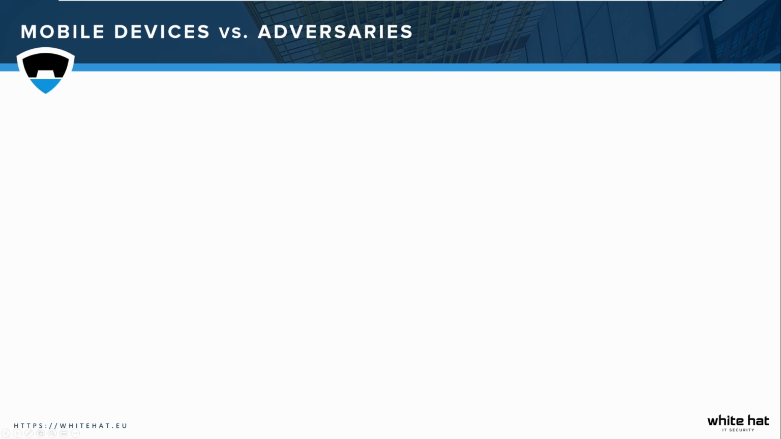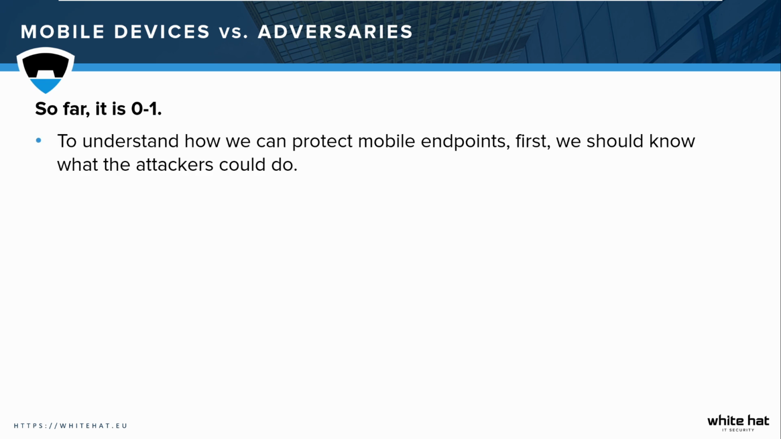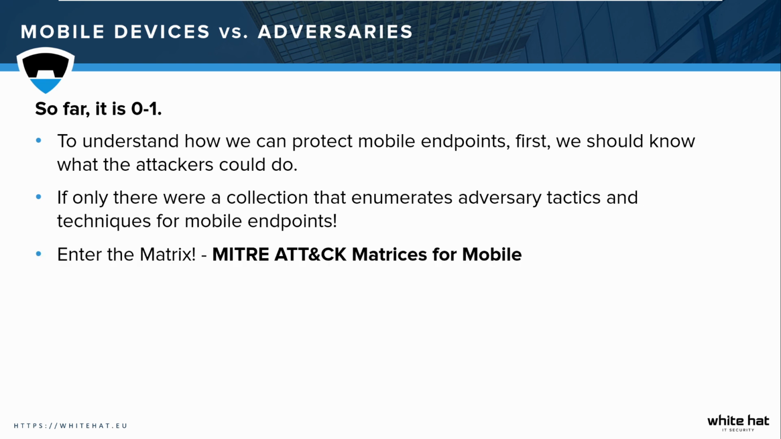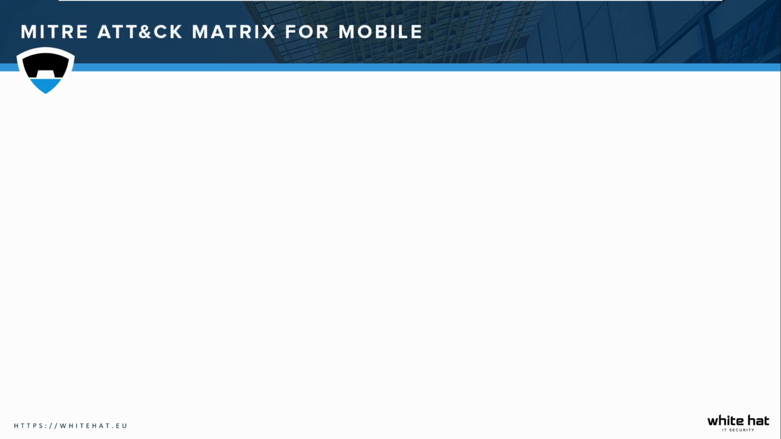So really, what can we do? Because so far it is advantage to the attackers. But to understand how we can protect mobile endpoints, first we should know what the attackers could do. If only there were a collection that enumerates adversary tactics and techniques for mobile endpoints. But hey, there it is. So enter the matrix, namely enter Mitre's ATT&CK matrix for mobile.